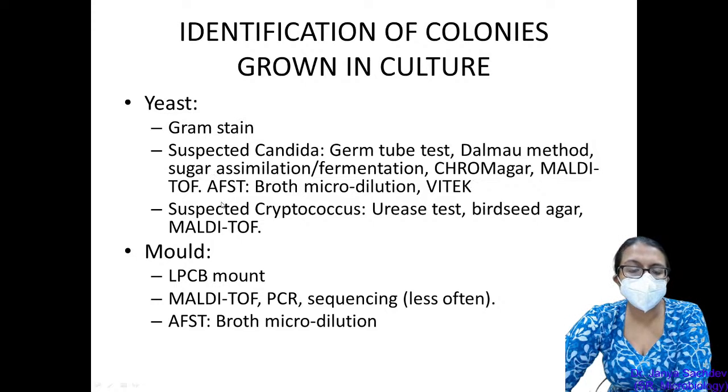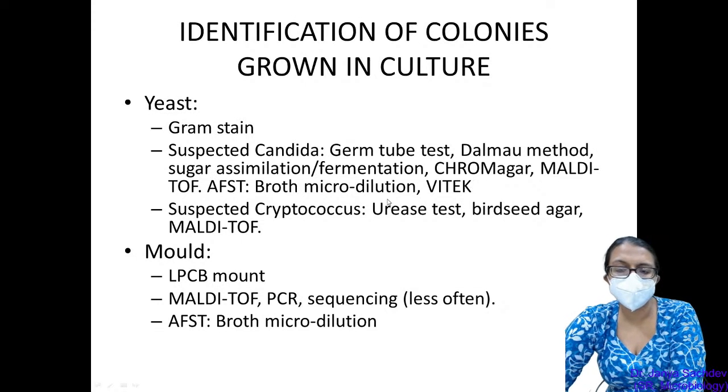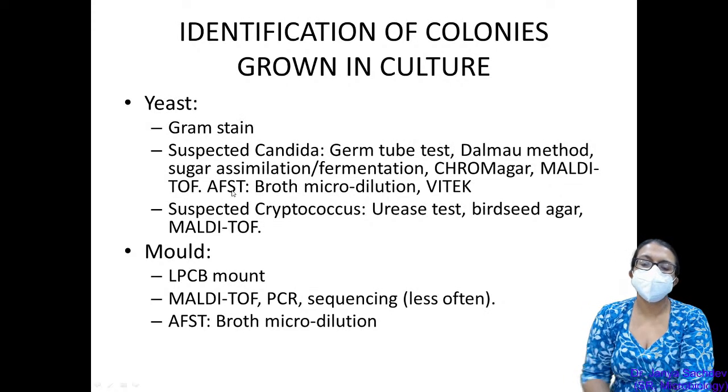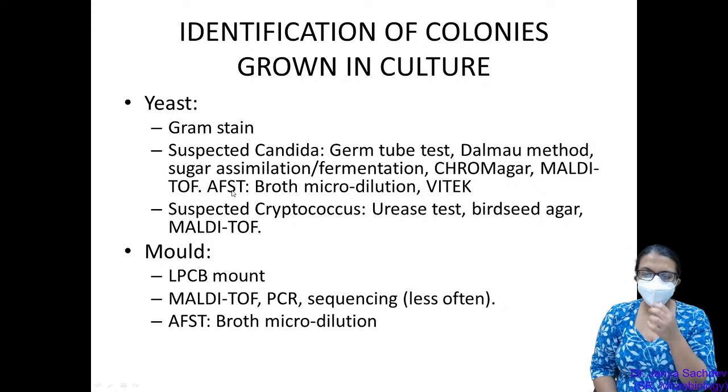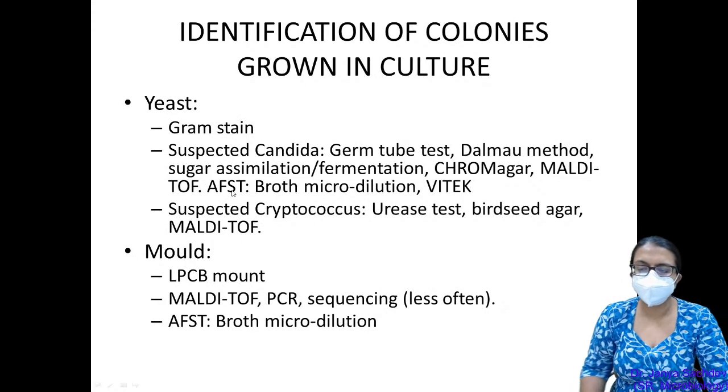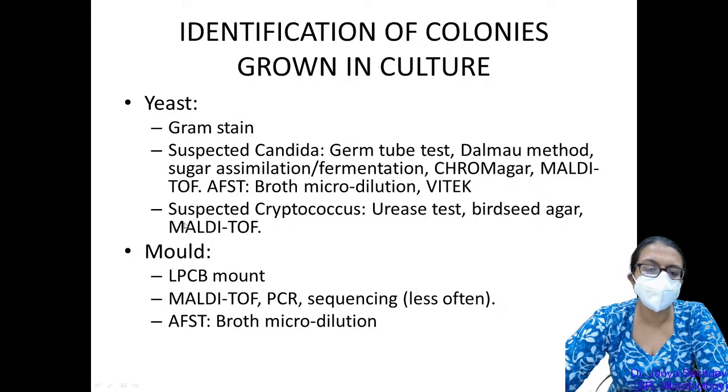And we can also do antifungal sensitivity testing by broth microdilution or by a Vitek automated method. The other commonly encountered yeasts, there are other yeasts besides Candida and Cryptococcus, but these two are the most common ones. So for suspected Cryptococcus, we'll be using the urease test. We'll be inoculating on birdseed agar to demonstrate the brown-black colonies of Cryptococcus, and we can even do a MALDI-TOF.